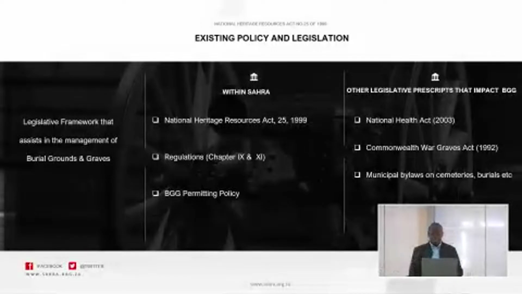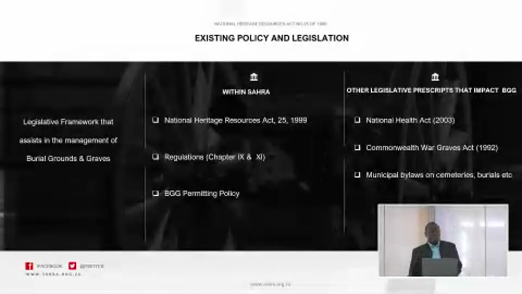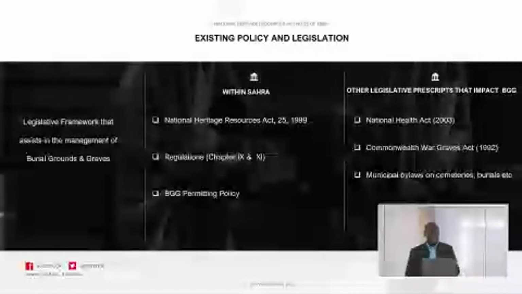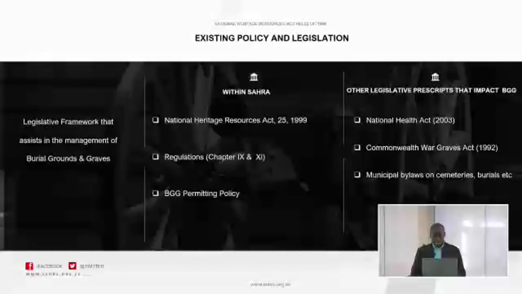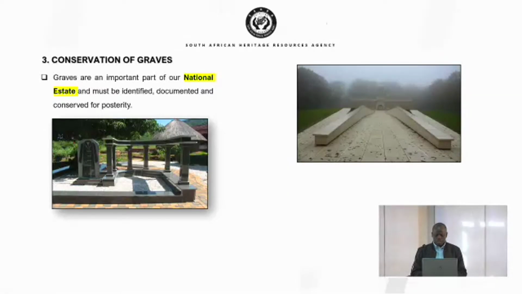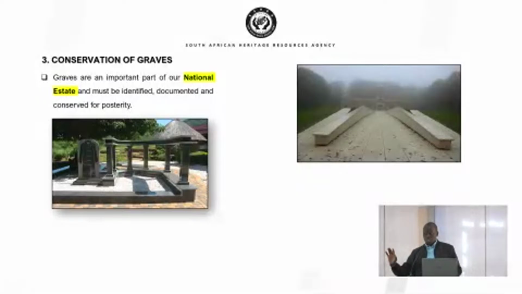And then we have the Commonwealth War Graves Act, right, of 1992. This relates to graves of people that died in the First and Second World War. Those graves are administered by the Commonwealth War Graves Act of 1992. And the Commonwealth War Graves Commission is an organization that we intersect with, and they are for those graves. And then also there are municipal bylaws on our cemeteries and also burials as well. So we must ensure that our legislation is in harmony, or whatever else we do is in harmony with all these legislations that I've just highlighted as an example. It's not exhaustive, but these are the primary ones that I have looked at.